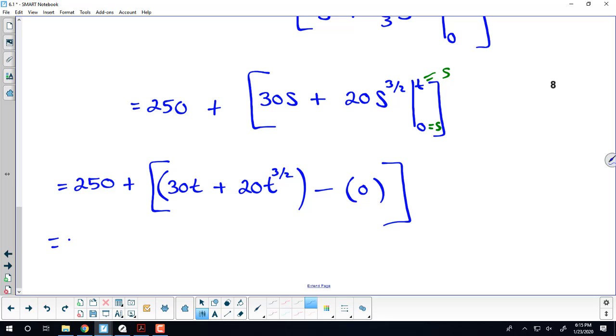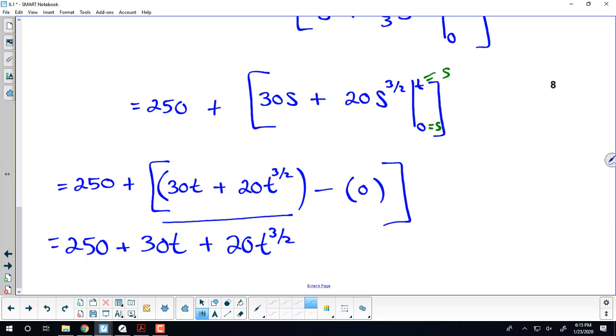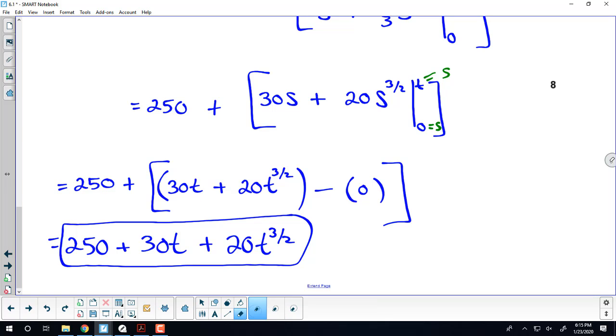It's 250, 30t, and 20t to the 3/2. Same result you get by solving for c, etc. I guess we should leave that.